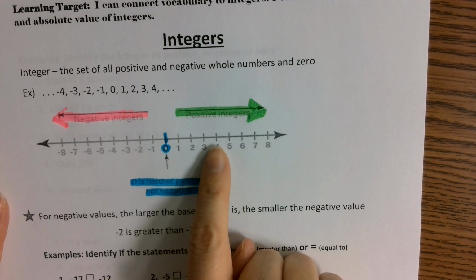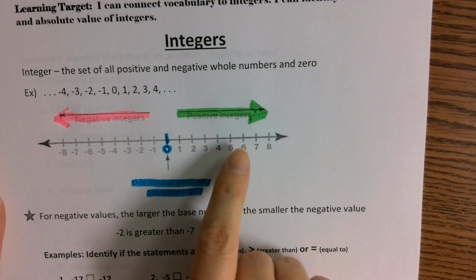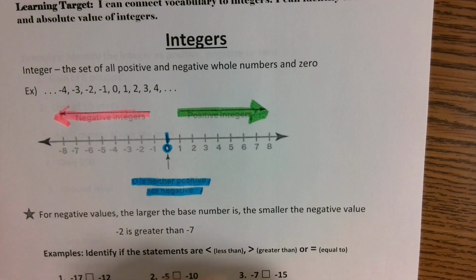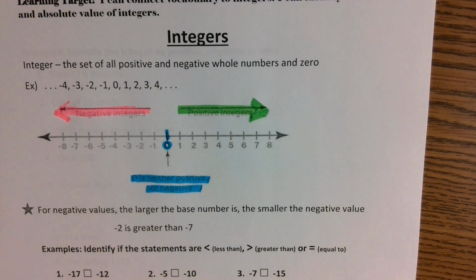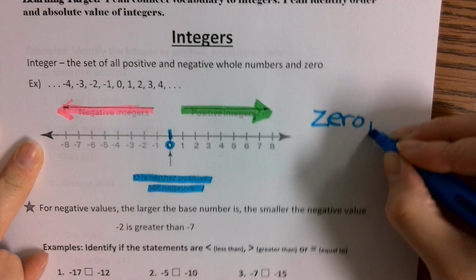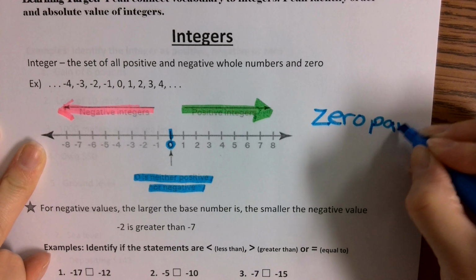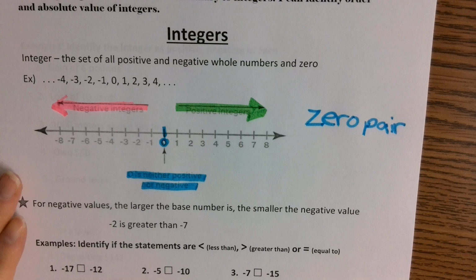And now each number that exists on the right side has an opposite value or a counterpart value that is on the left side. So a positive 1 and a negative 1, a positive 2 and a negative 2. They are considered to be what we call 0 pairs. And what makes it a 0 pair is if I were to combine them together, they would equal 0.